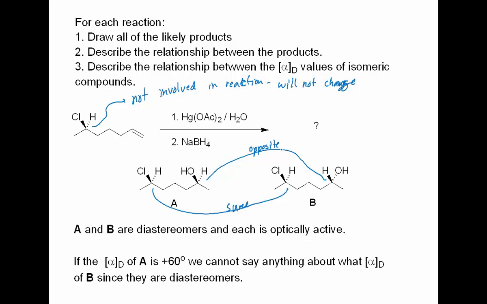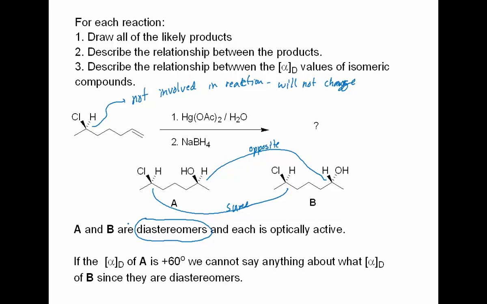All right, what if we know that the specific rotation of A is plus 60 degrees? Can we say anything about the rotation of B? Actually, you can't say anything because A and B are not enantiomers. They're diastereomers. Is it possible that a mixture of A and B could be optically active? Yes, it could be because they don't have the same specific rotation value. Okay, so they won't perfectly subtract.